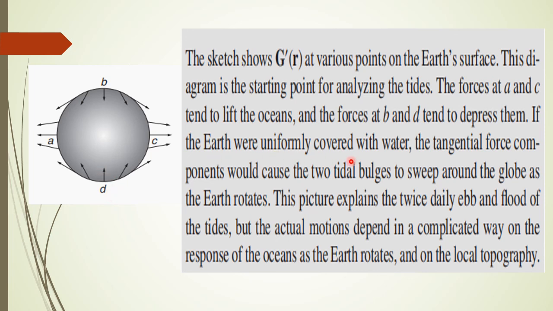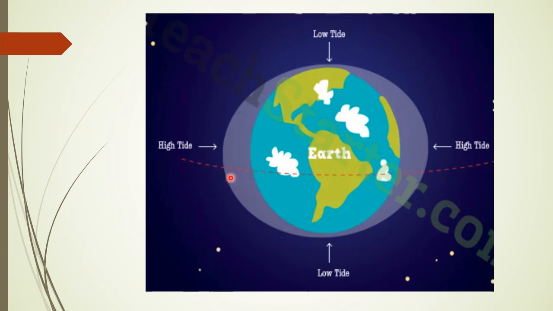If the earth were uniformly covered with water, the tangential force components would cause the 2 tidal bulges to sweep around the globe as the earth rotates. But the actual picture is much more complicated than this. This picture explains the twice daily ebb and flood of the tides, but the actual motion depends in a complicated way on the response of the ocean as the earth rotates and on the local topography. This is how the tides get lifted and depressed. So here you can see a figure from the internet, the high tides and low tides figure. Okay, thank you.